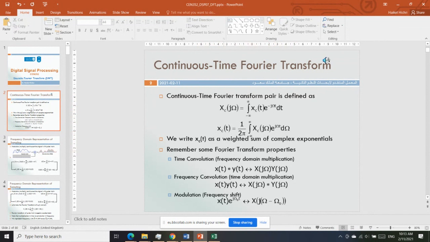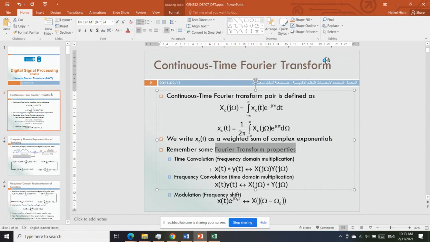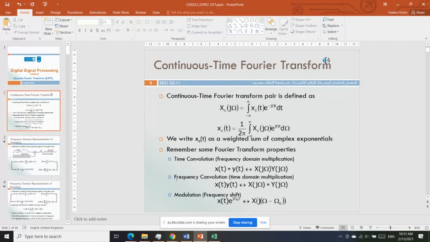Remember some Fourier transform properties that you took before: time convolution is frequency domain multiplication. Meaning when you do convolution in the time domain, this is the convolution sign, it becomes multiplication in the frequency domain: the Fourier transform of x multiplied by the Fourier transform of y. And the opposite is also true. Frequency convolution is equivalent to time domain multiplication. So if you multiply two signals, it becomes convolution of their Fourier transforms.